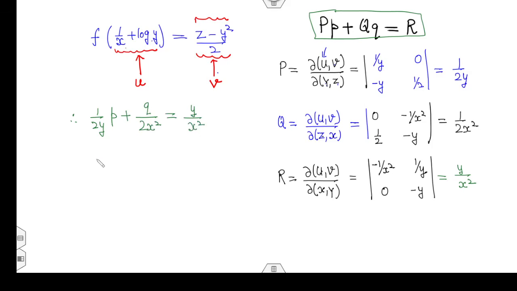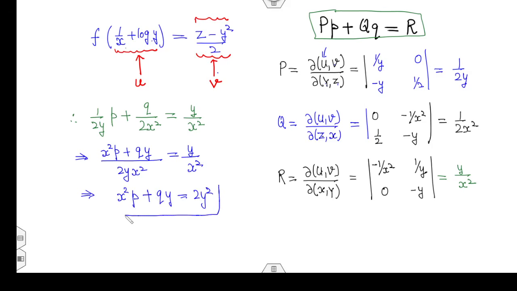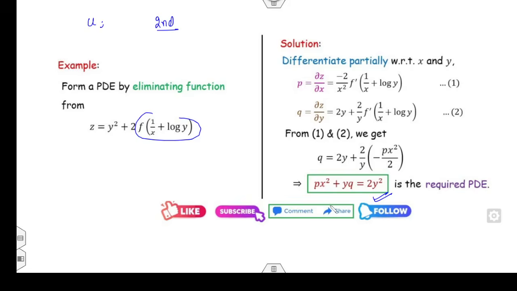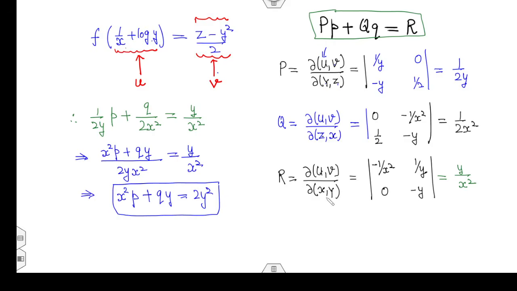y/x square. Take the LCM on the left hand side, that will be 2y(x square), so that the expression is x square into p plus q into y, which is equal to y/x square. If you take the LCM, it's x square into p plus q into y, which is equal to 2y square, the required partial differential equation, and you will be very surprised that both the answers are always the same.